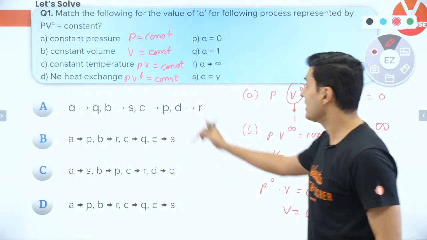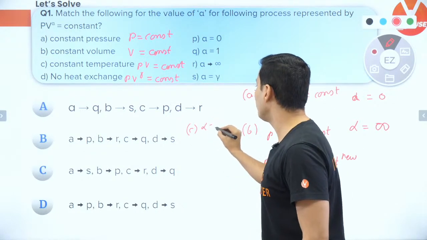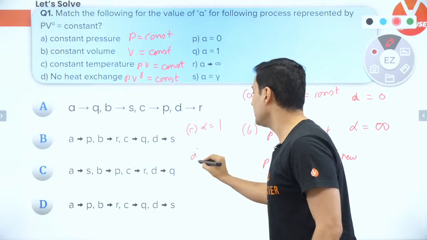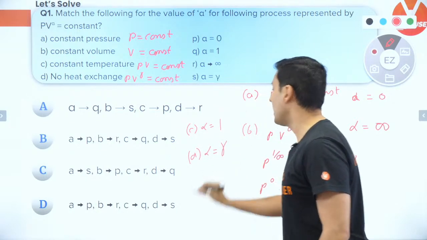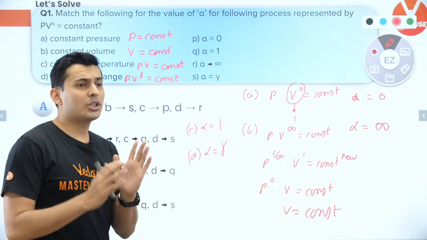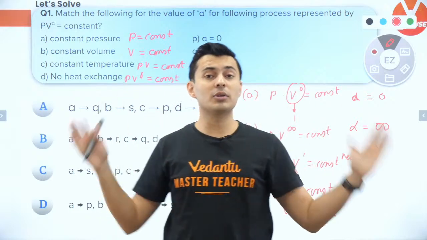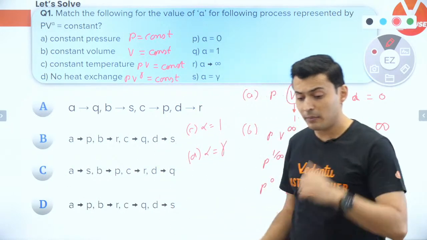That's very easy guys. And for constant temperature, for option C, the value of alpha will be 1, and for option D, the value of alpha will be gamma. That's it. I hope this is clear. Well, the question could be slightly different. Yes, because remember this question has been made based on memory.